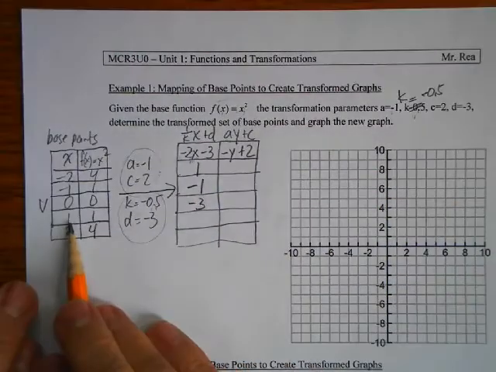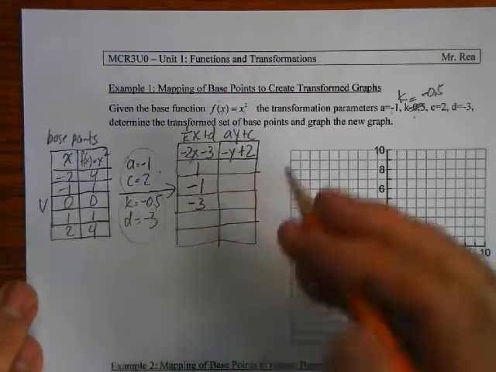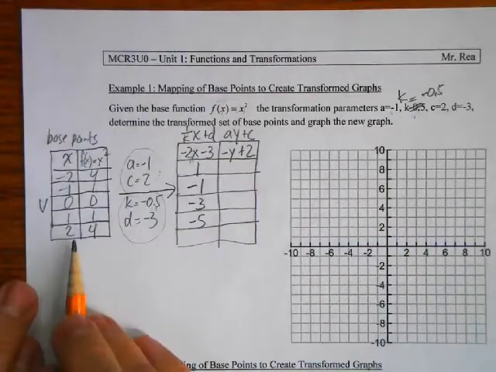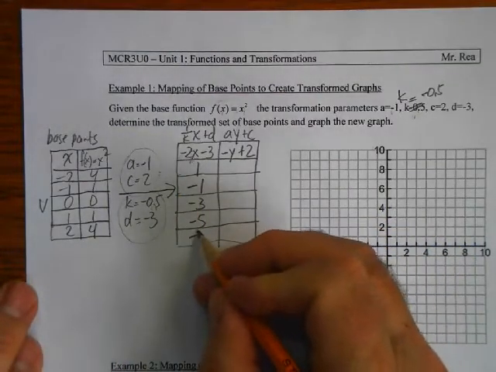And then 1, negative 2 times 1 is negative 2. Negative 2 minus 3 is negative 5. And finally 2. Negative 2 times 2 is negative 4. Minus 3 is negative 7.